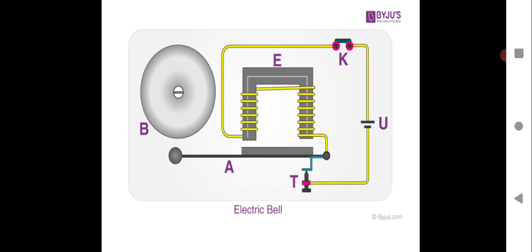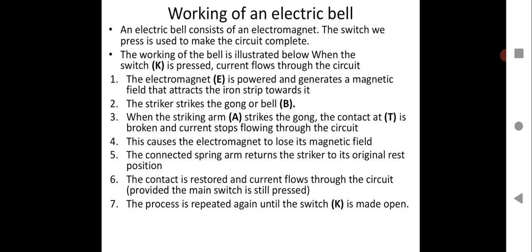You have to draw this diagram of the electric bell in your notebook, and it will be very clear to you how it is constructed. So, the working of an electric bell, how it works. An electric bell consists of an electromagnet. The switch we press is used to complete the circuit.